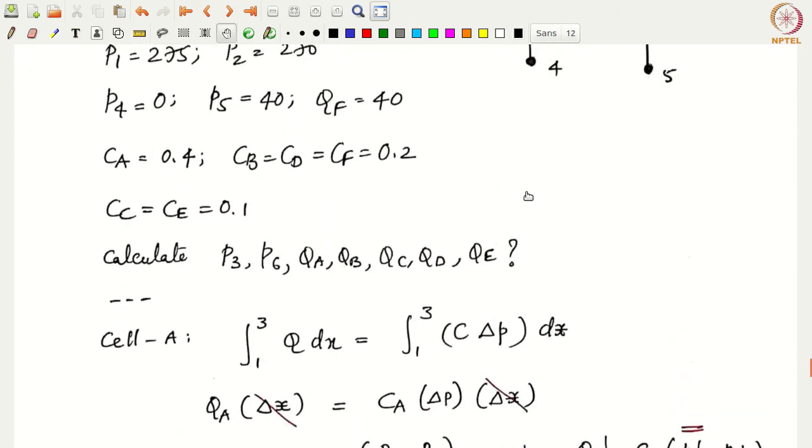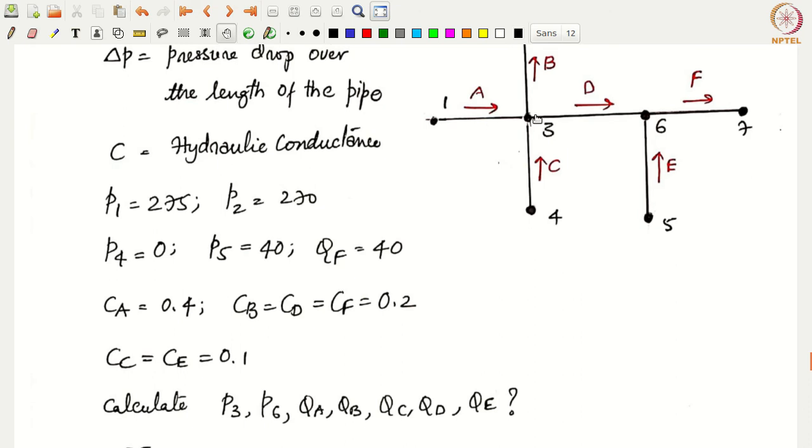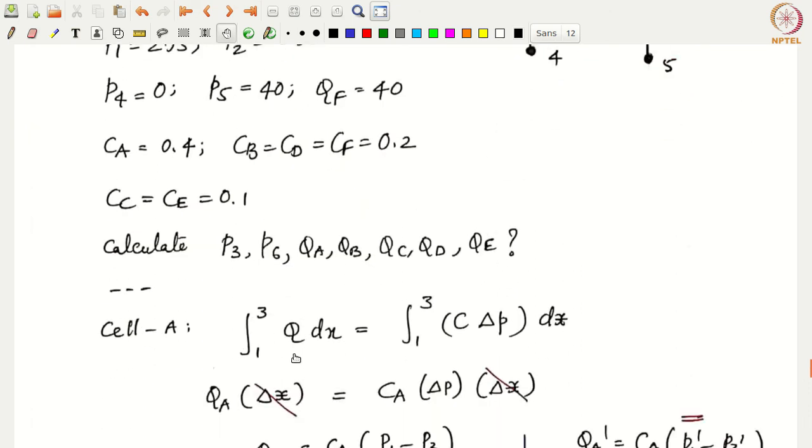So if you were to write it for cell A, the limits are 1 and 3. So you have to integrate from 1 to 3 Q dx equals the integral from 1 to 3 of C delta P dx. Now what is Q? Q is the flow rate. What type of term is this? This is basically like a source term, because Q is constant for the entire cell, and the cell centroid value is what you take as a representative.